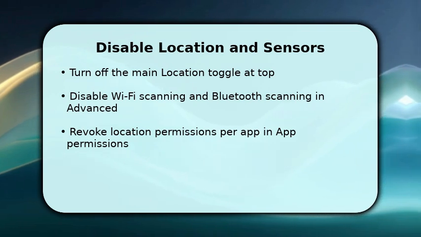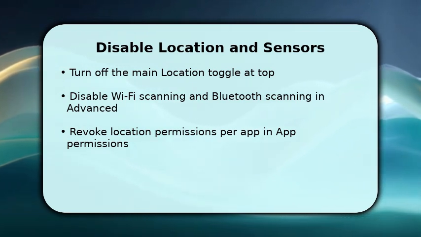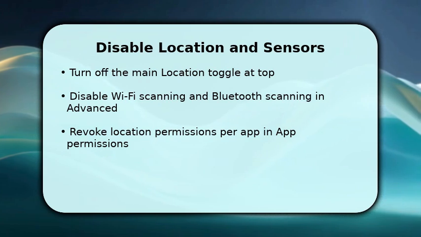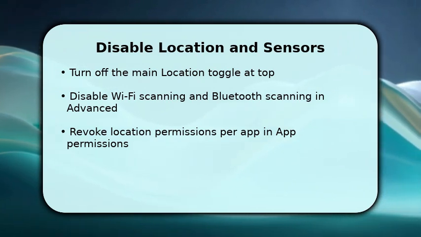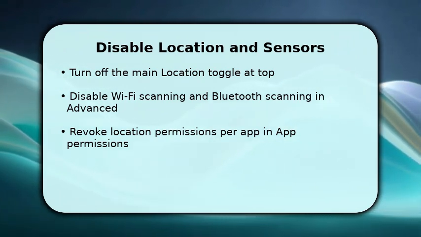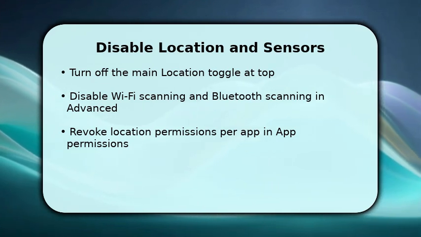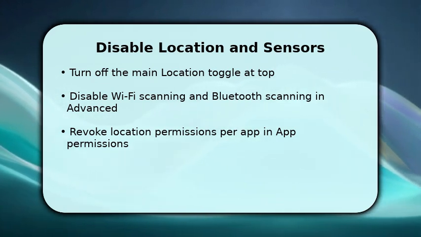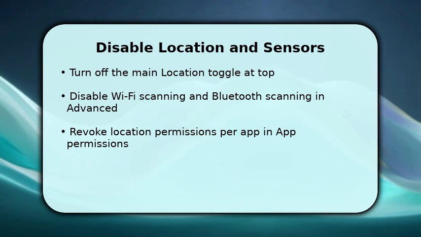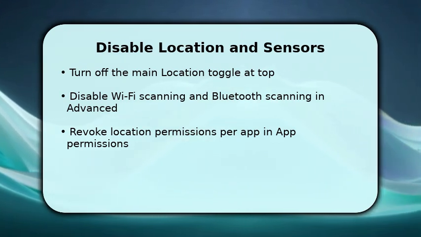Next, tap Advanced or Scanning and disable Wi-Fi scanning and Bluetooth scanning, so apps cannot approximate location using nearby signals. Then go to App Permissions or App Info, choose Location, and revoke permissions for apps you don't trust. Make sure to set any essential apps to allow only while using the app.